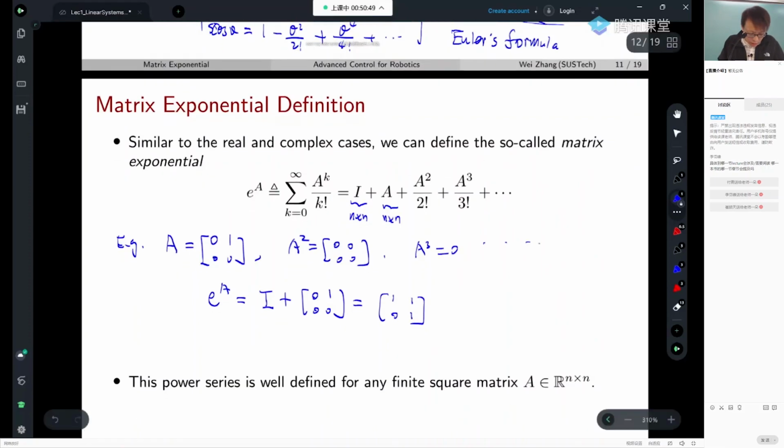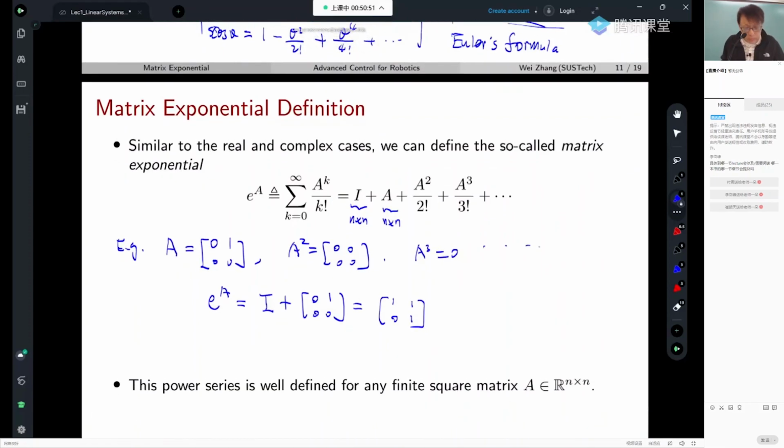It turns out this definition allows us to define the solution to x dot equal to Ax, similar to the scalar case, which we're going to continue next time.